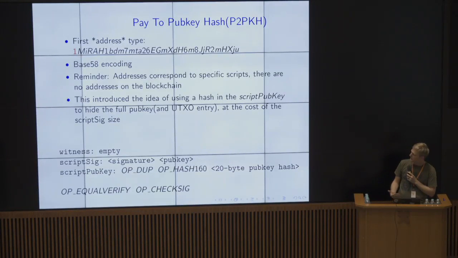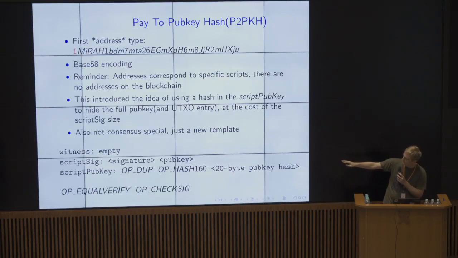It also introduces the idea of op dup. The pub key is duplicated. Then it's RIPEMD hashed, and then it's checked against the 20 byte pub key hash, which is pushed on, equal verify, and then that goes away, and then you do a check sig.